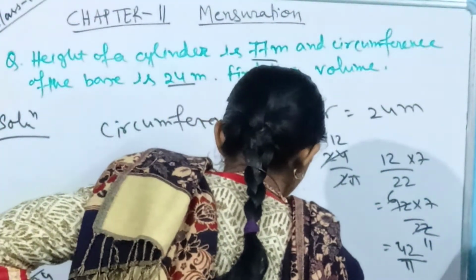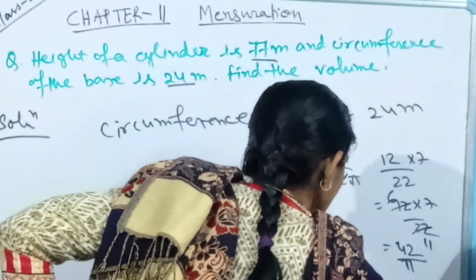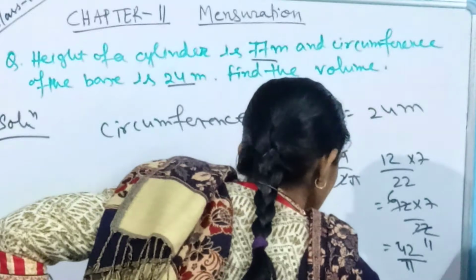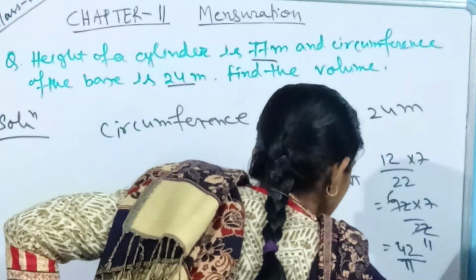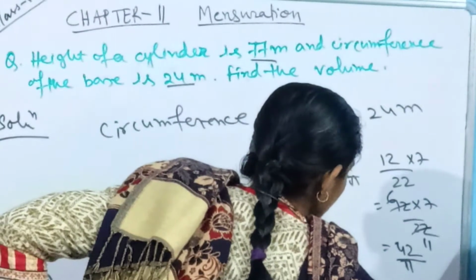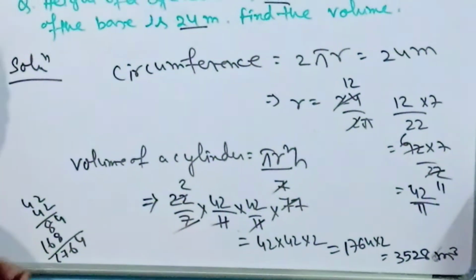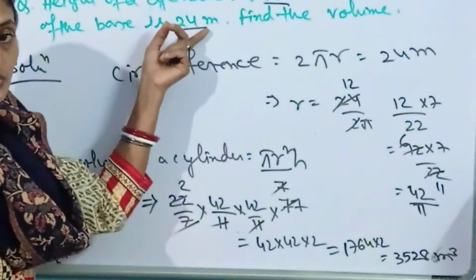1764 into 2 is equal to 3528. It is given in meter, so the answer will be 3528 meter cube. This is the volume of the asked cylinder.